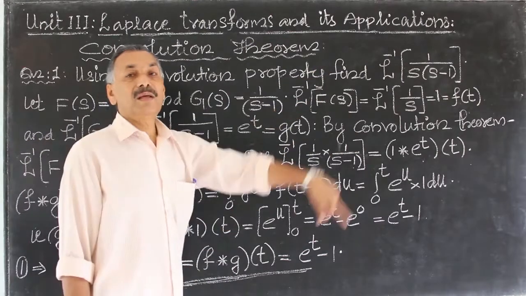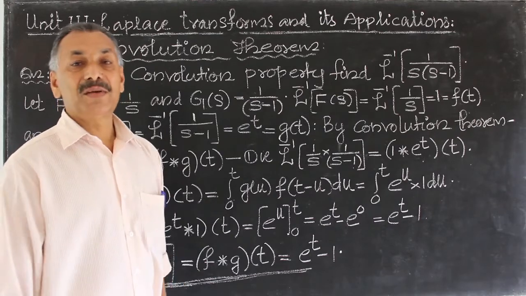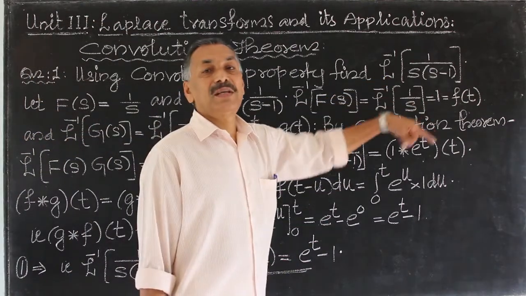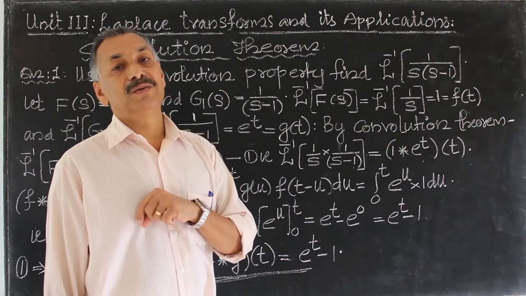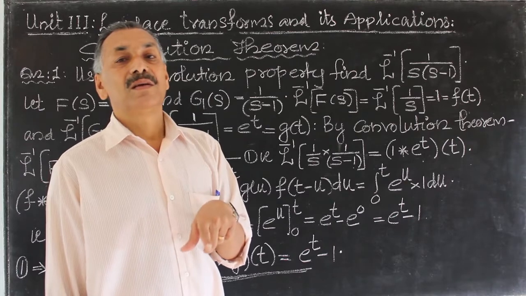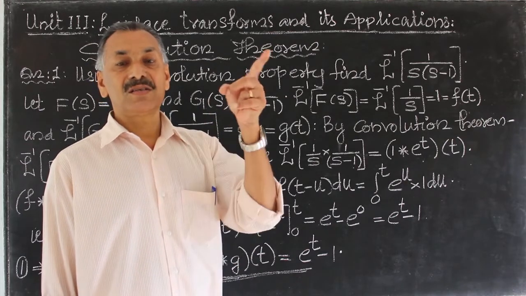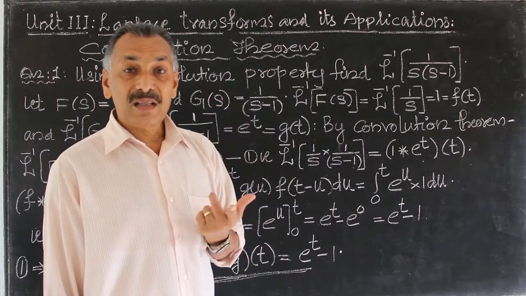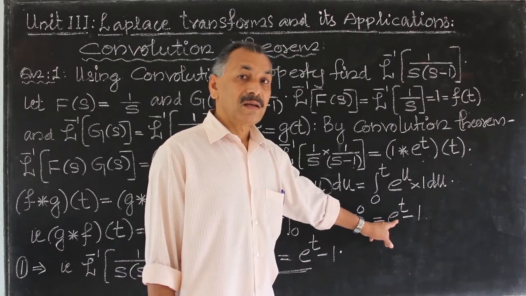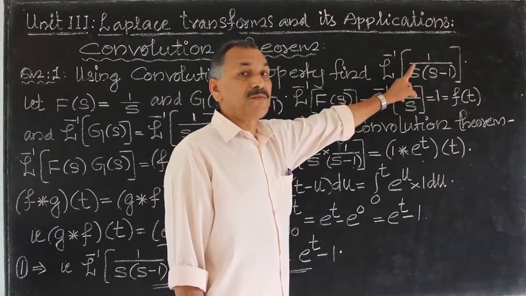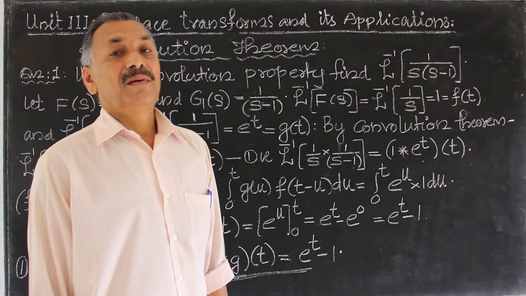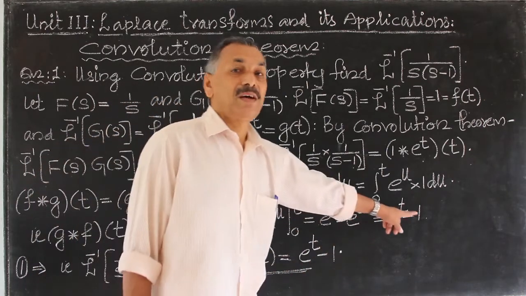It's okay. In another problem, if the convolution principle is applied to find the inverse of this one, you can also apply partial fractions: 1 divided by s into s minus 1 equals a divided by s plus b divided by s minus 1. Then simplify: a divided by s plus b divided by s minus 1, where a is divided by minus 1 and b is divided by 1.